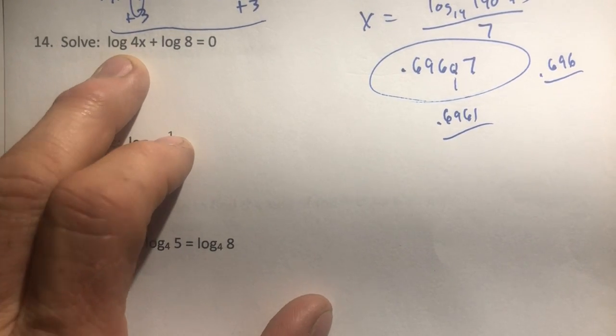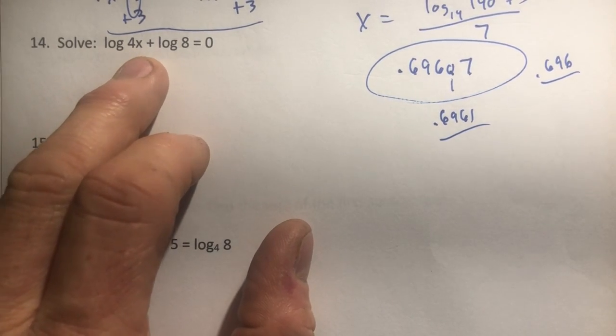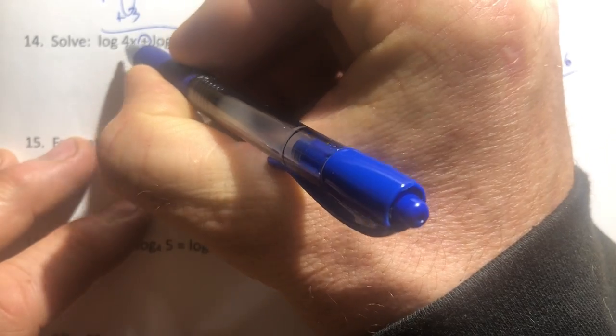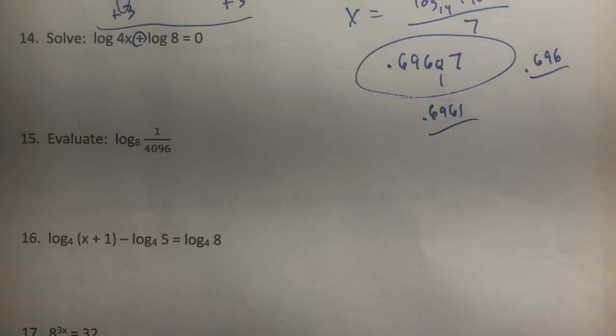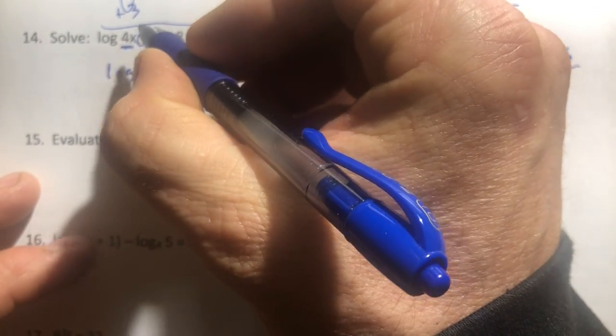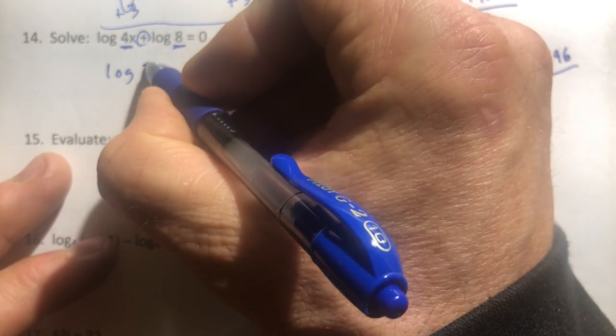All right, solve this. Log of 4x plus log of 8 equals 0. All right, right here, since we're plussing these 2 logs, I can put them together as 1 log. And then these 2 things I would multiply. So 4x times 8 would be 32x.